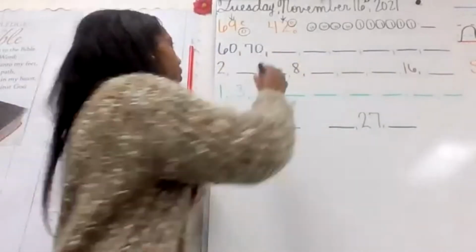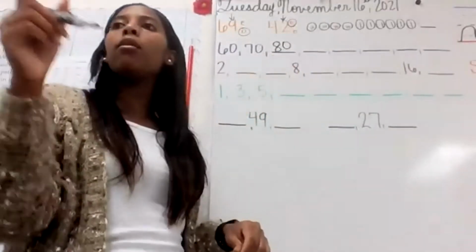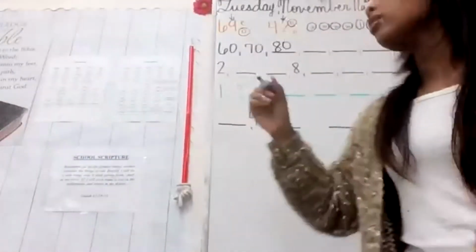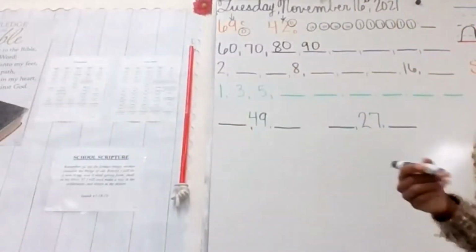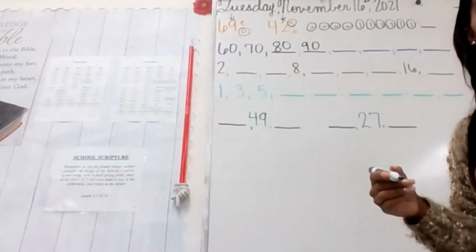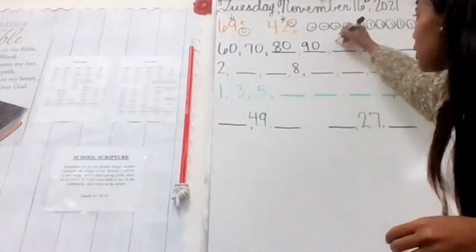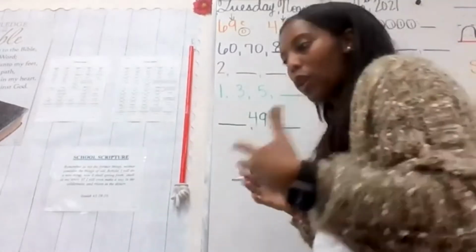80. 60, 70, 80, 90. Good. So this is what we're used to. 60, 70, 80, 90. Where am I going from here? 100. So now this is where we have to know what to do.